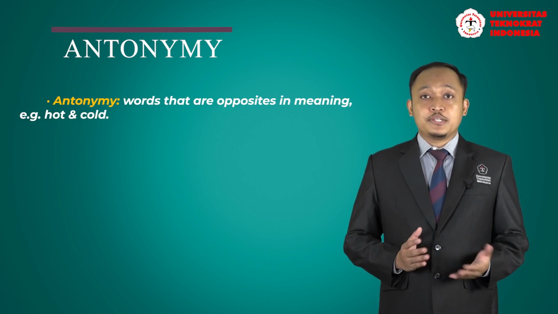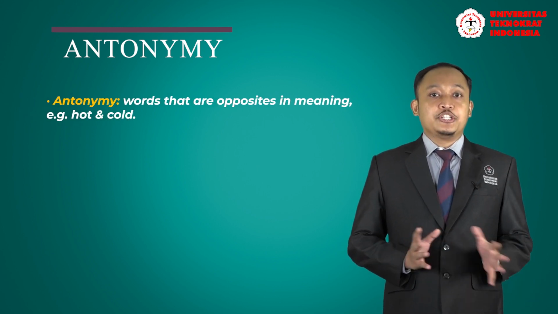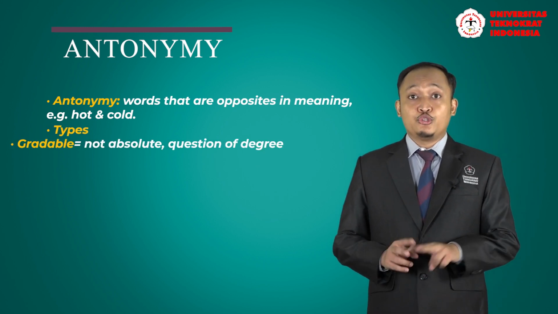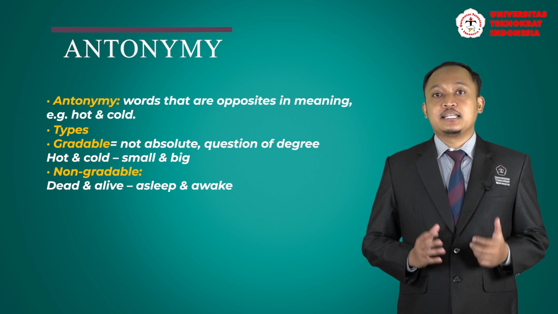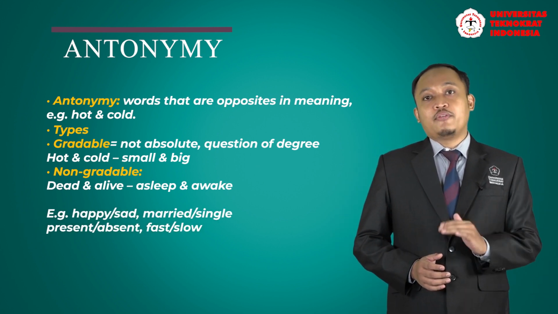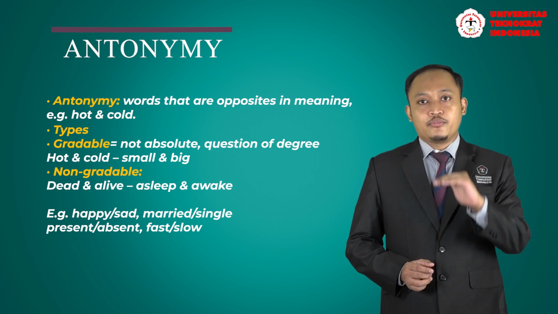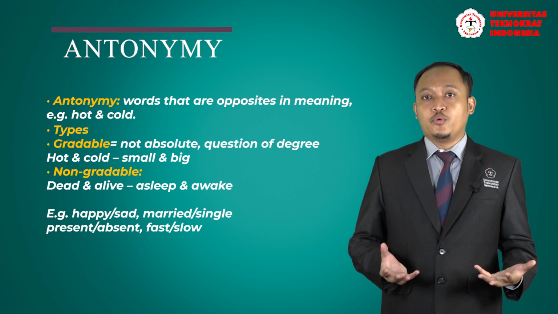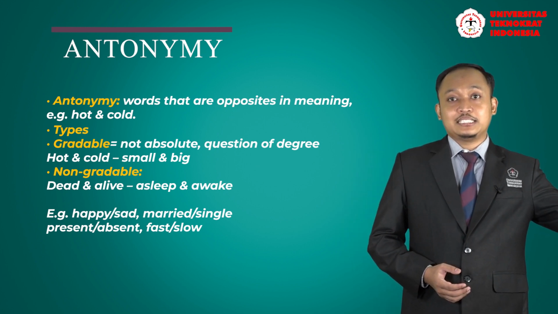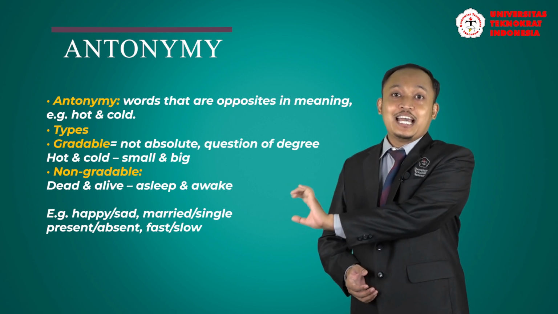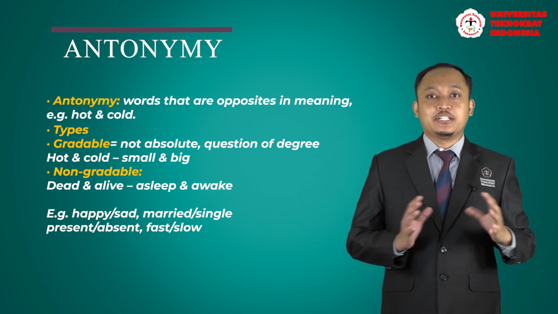Antonymy. Antonymy is when words are opposites of each other in terms of meaning. In this context, antonyms can be divided into two parts. Number 1 is gradable antonyms, and number 2 is non-gradable antonyms. Gradable in this context means that they have a grade. For example, in the Indonesian context, you are familiar with the words panas, hangat, sejuk, and dingin. That's gradable. There's a certain degree.